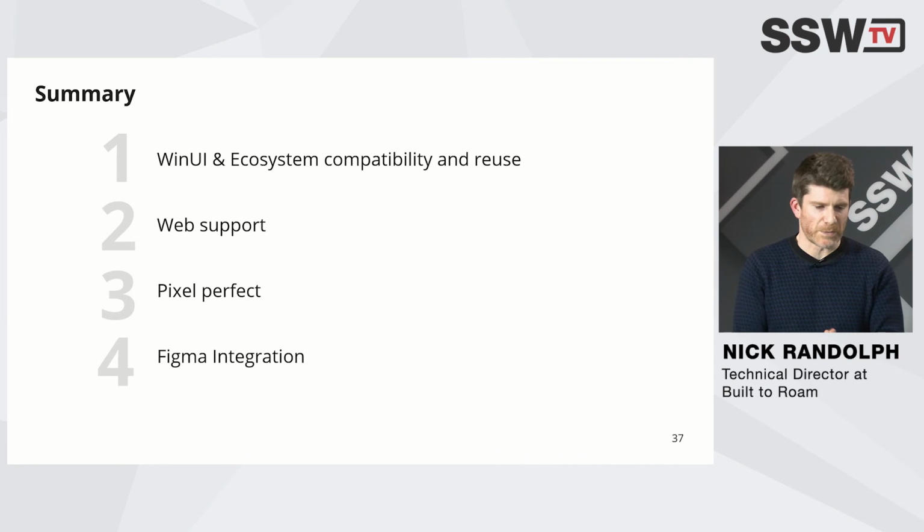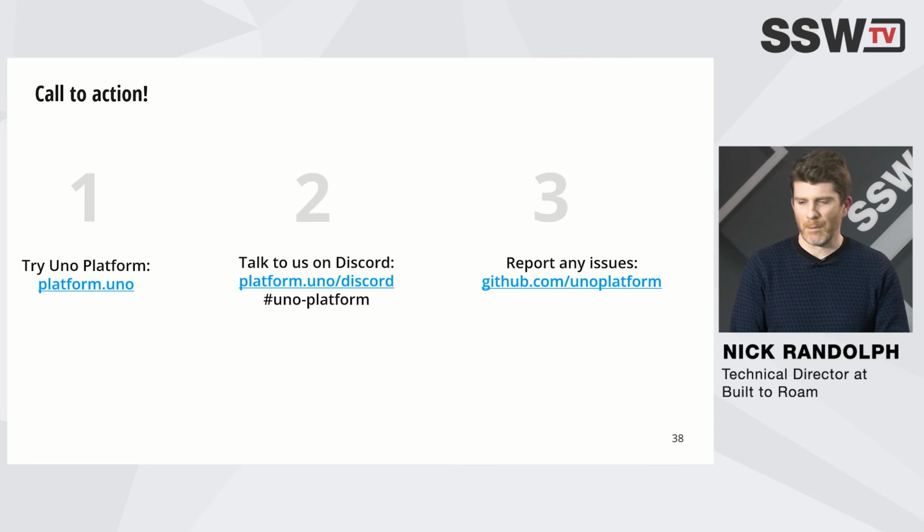Unlike a lot of the other cross-platform tools, the goal with the Uno platform is this pixel-perfect rendering, and then for us to support the whole developer lifecycle from design all the way through development and into production, as part of the ongoing tools of the platform.